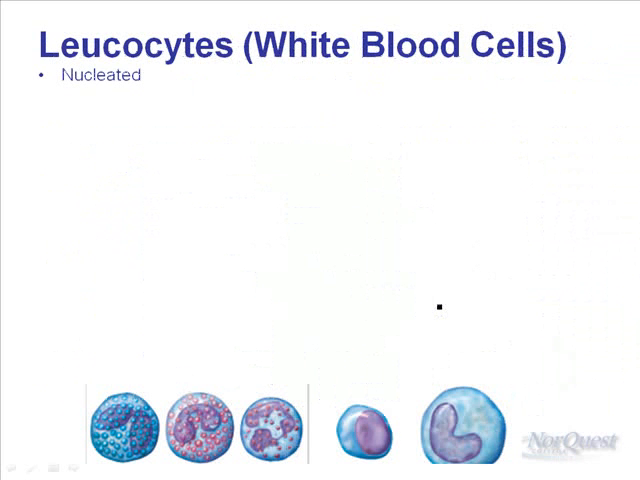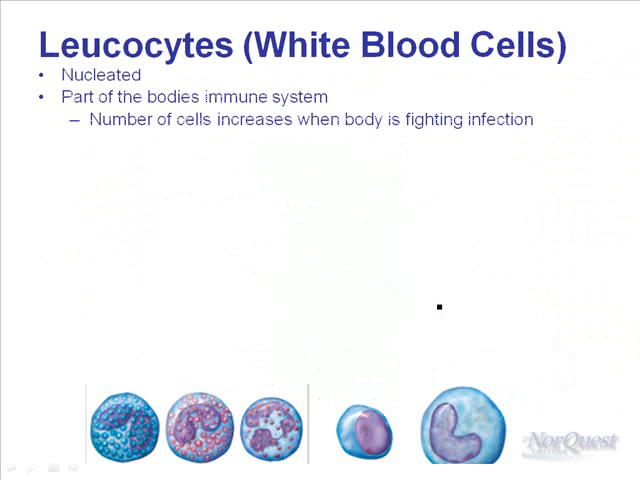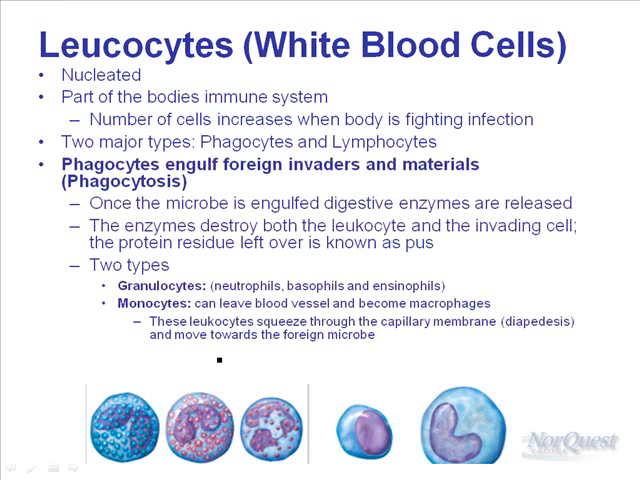Leukocytes, white blood cells, they're nucleated, so they have a nucleus, so they can reproduce. They're part of the body's immune system, and so their numbers increase when our body is fighting an infection. There's two major types, phagocytes and lymphocytes. Phagocytes, their primary role is to engulf foreign invaders. Their job is to find foreign cells and eat them, basically. Once the microbe is engulfed, digestive enzymes are released, and those enzymes destroy both the leukocyte and the invading cell. So these phagocytes are kind of like suicide bombers. The result is pus.